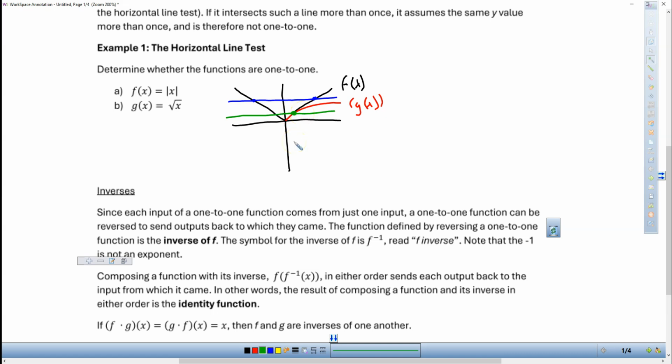So if we look at this with f of x, we can say that for part A, it is not one-to-one. And for part B, we can say that it is one-to-one.